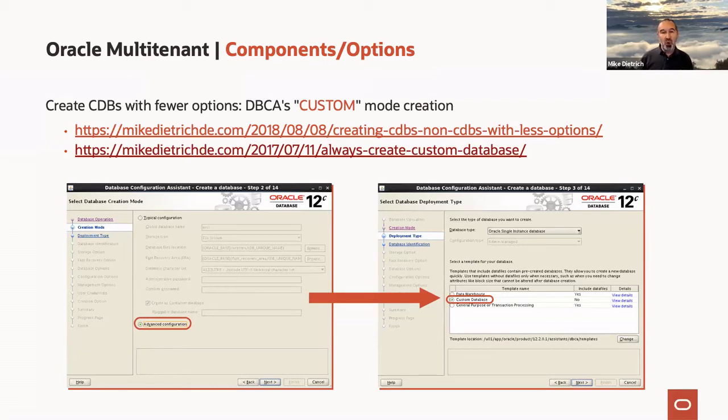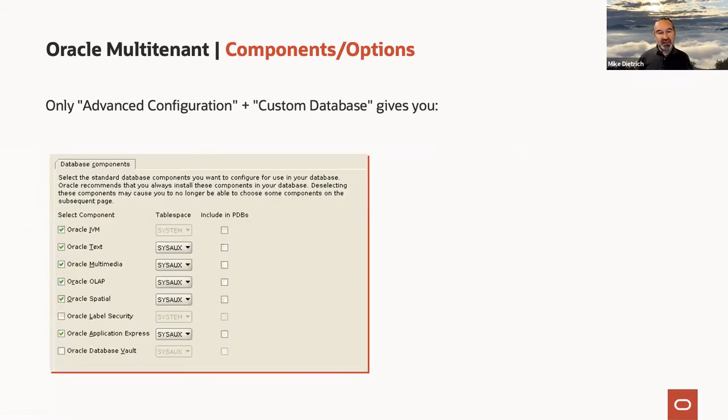So you will only see the option to decide which components are there when you go in the DBCA into advanced configuration and then custom database. This is really important, because you will not see the next screen if you choose data warehouse or OLTP, or if you don't go to advanced. And in the next screen you can decide which options should be there.